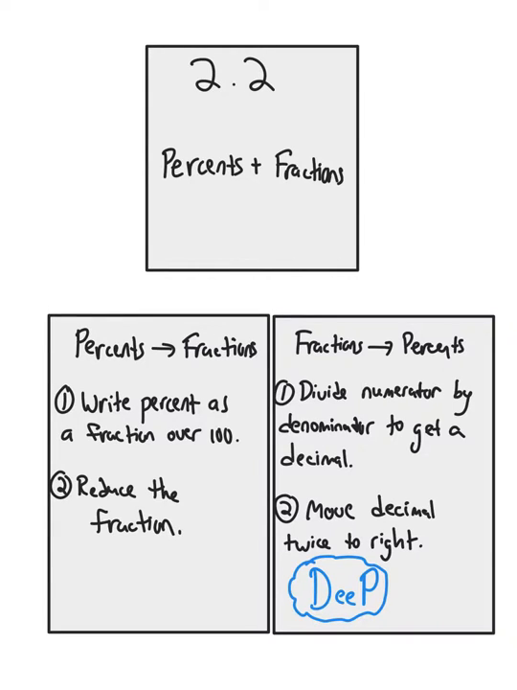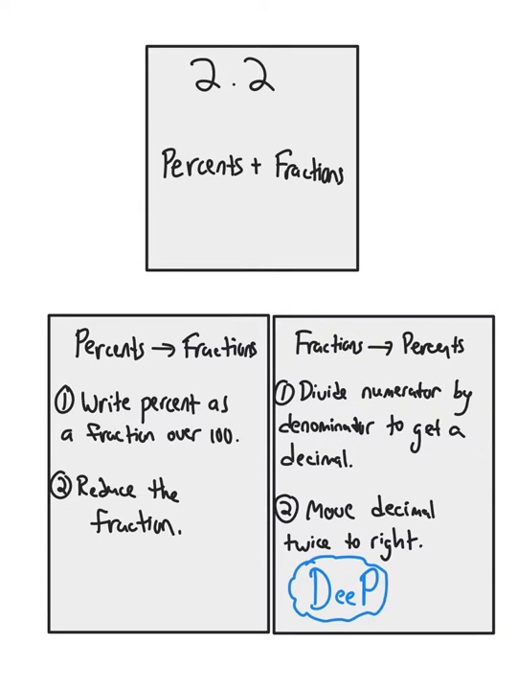So what you're going to do, if we look at it here, this is the cover of your foldable, 2.2 percents and fractions. And when you open it, you have two flaps on the top and on the bottom. The top flap is going to be this box here, percents to fractions, and write these two steps. The bottom flap will be the opposite, changing fractions to percents, and write these two steps.